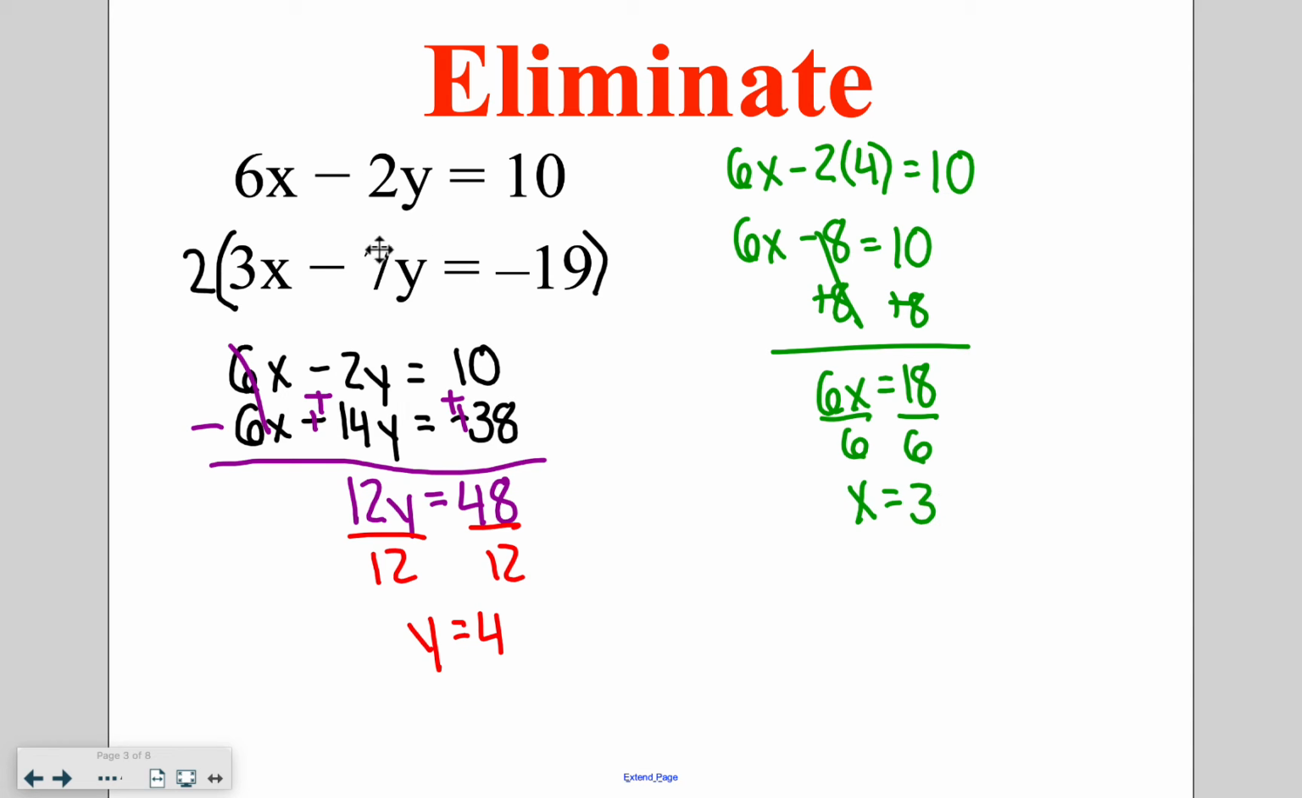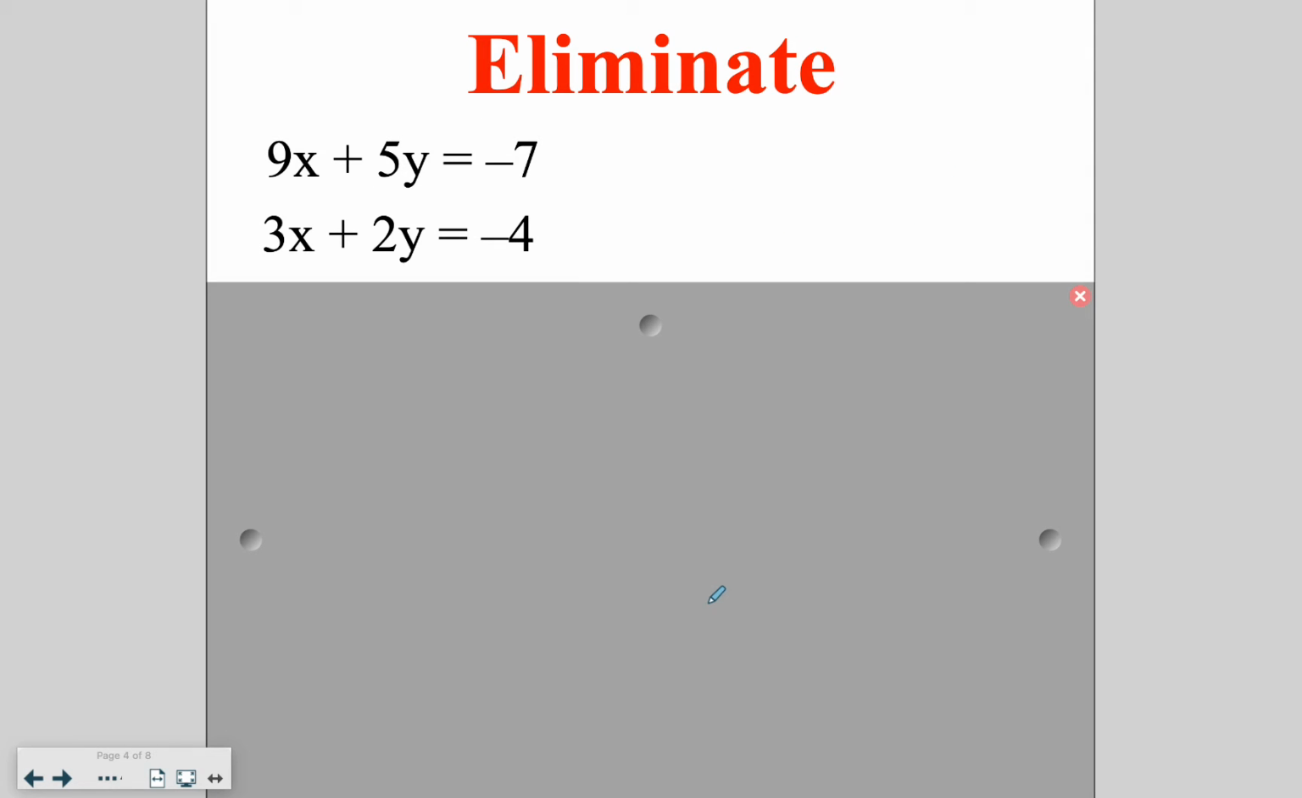So my point of intersection for these two lines, if they were put on the graph, is going to be at 3, 4. So our answers are still ordered pairs. We're still looking for where the lines intersect. We just have an extra step of multiplication now. Go ahead and try this one on your own.